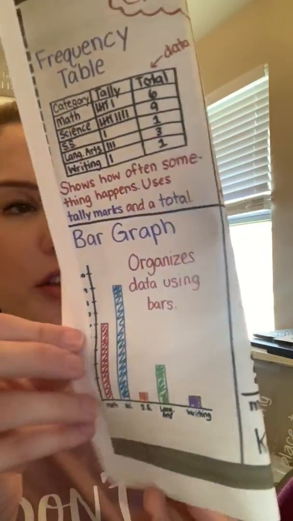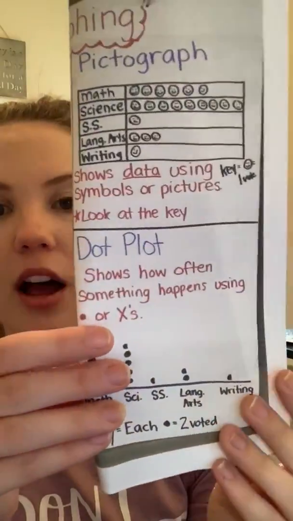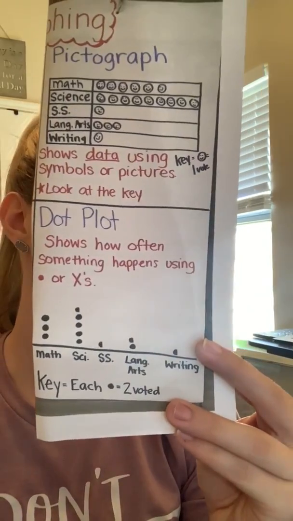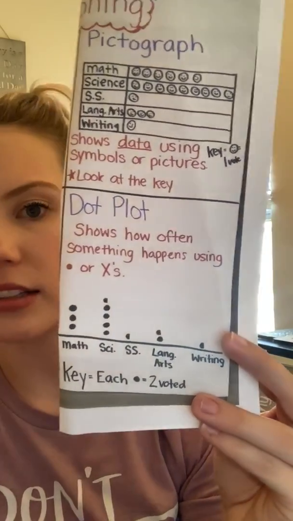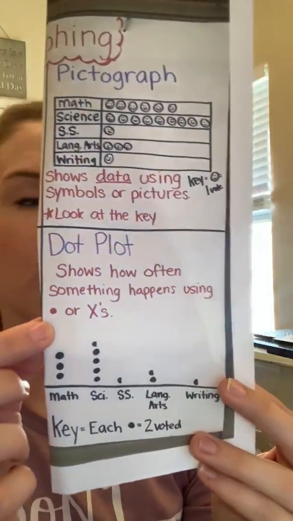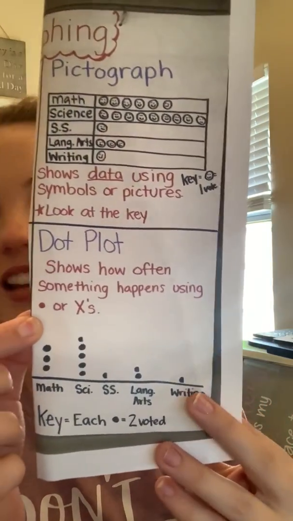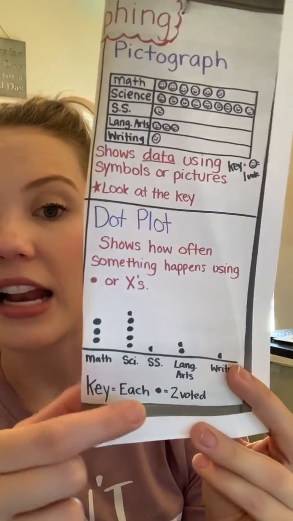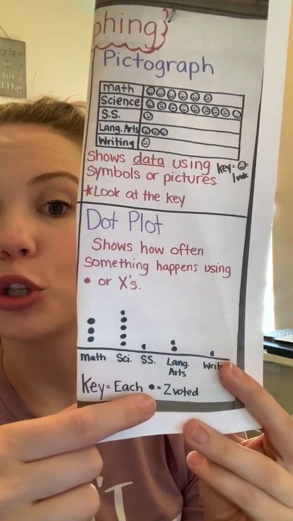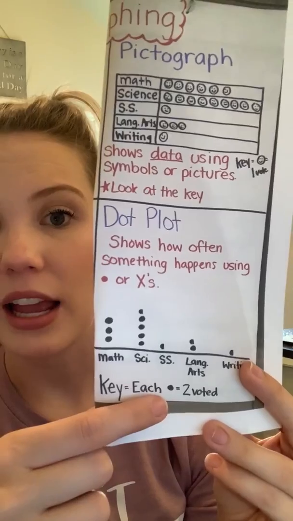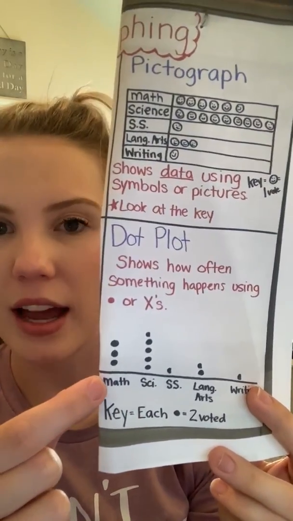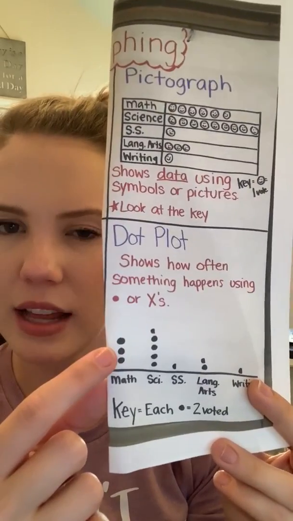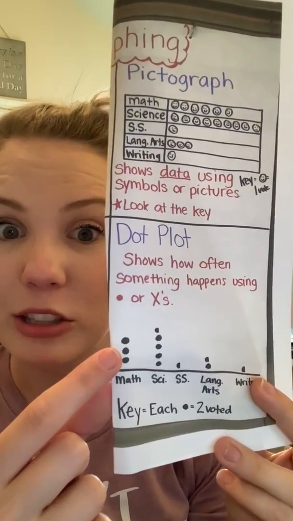The new one to 3rd grade is a dot plot. Now, a dot plot, guys, is kind of like a pictograph, but instead of using pictures, it just uses dots. Okay, so the dots could also mean something. So in this example, I gave you a key. You have to look at the key, and I made each dot equal 2 votes. So if you remember, my math data was 6, but here I only have 3 dots. Why is that? Because I'm counting by 2s.